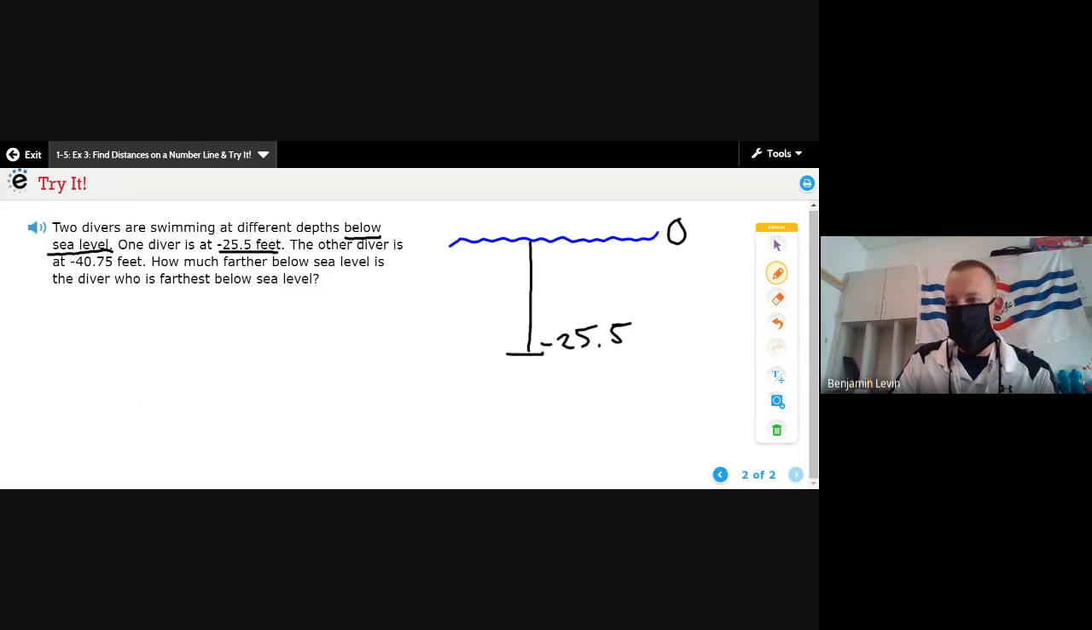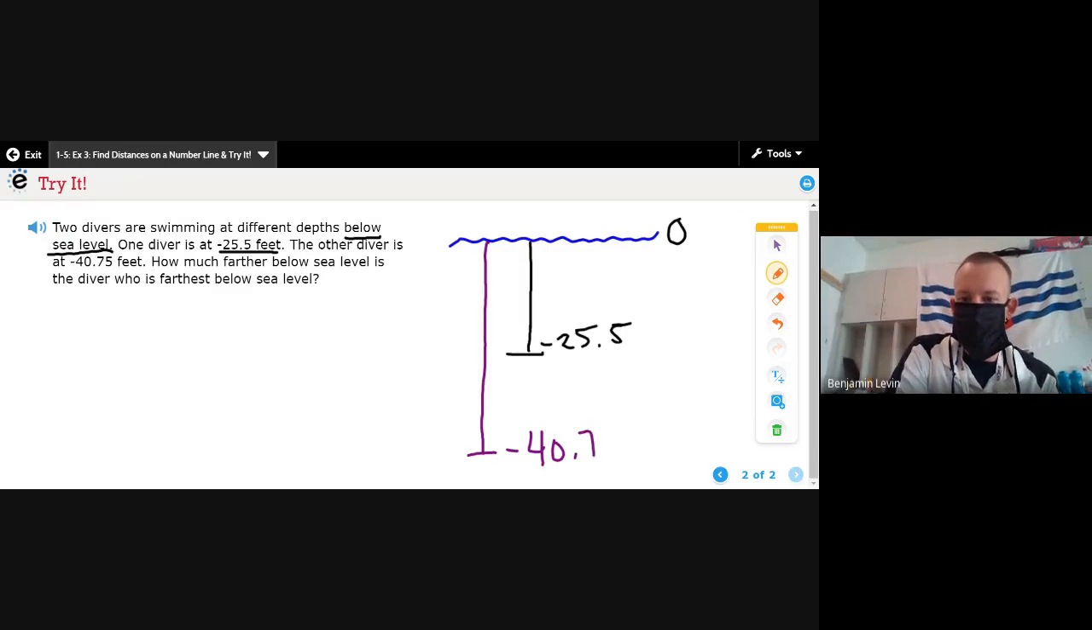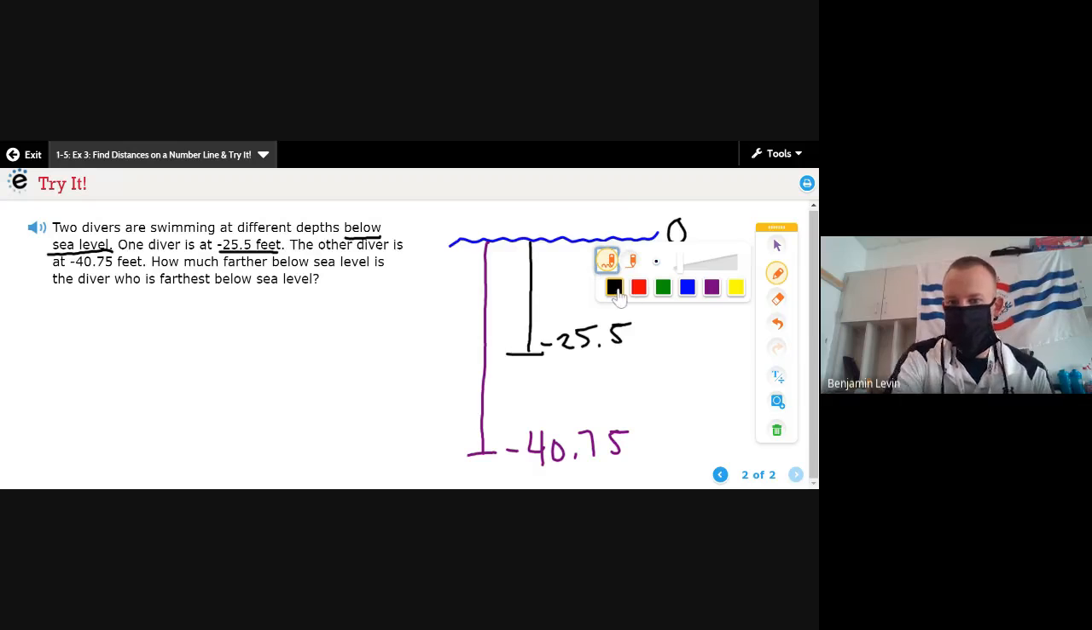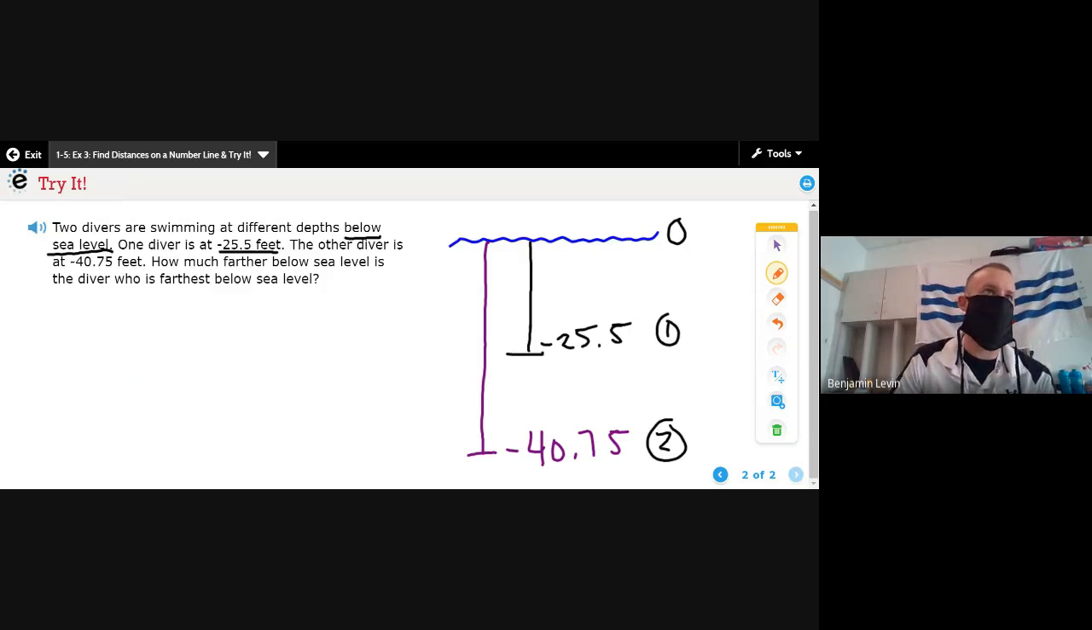So the second diver, I'm going to use a different color for him. Let's use, I don't know, we'll use green. You want to use purple? Okay, fine. Purple it is. So the second diver is, he's 40 point what? 40.75. Negative 40.75 feet below sea level. So there's diver 1 and diver 2, right? We'll call this guy diver 1. They are diving below sea level. They're going scuba diving or whatever to go check out the fish.